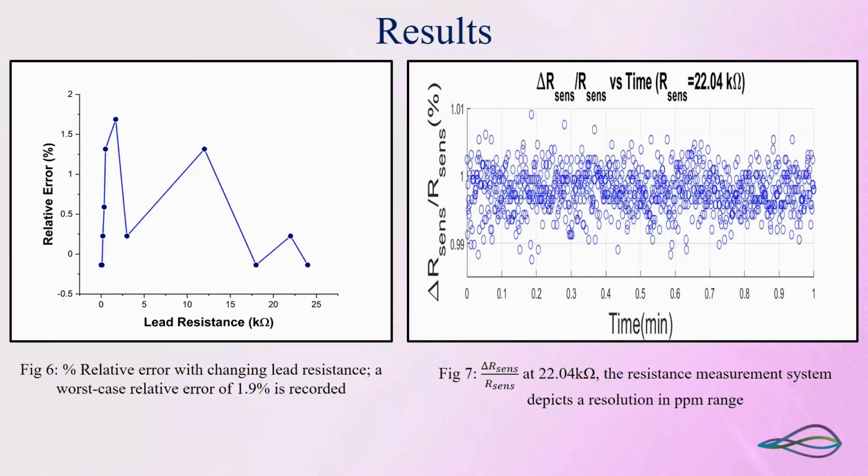In the next experiment, we changed the lead wire resistances by an equal amount from the range of 10 ohm to 25 kilo ohm, and the worst case error was recorded to be 1.6 ohm. These experiments were done for wide range resistance measurement.